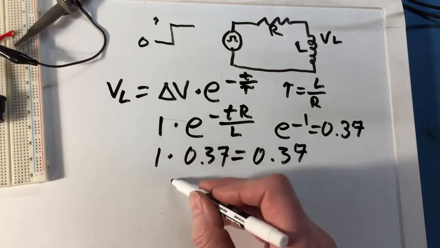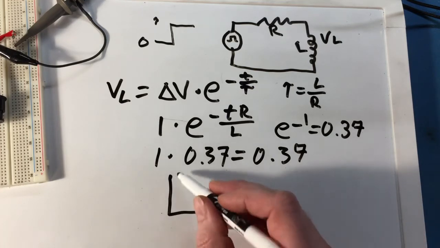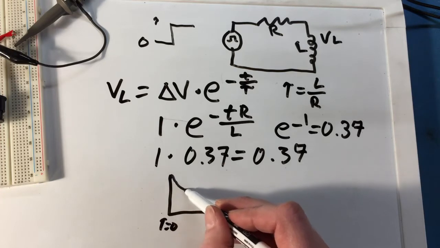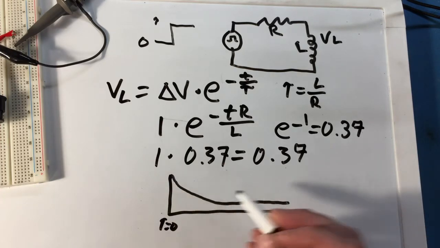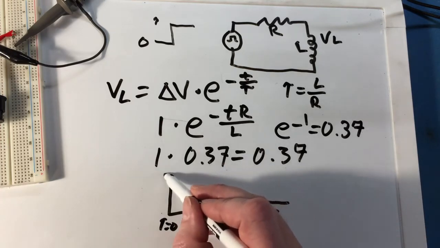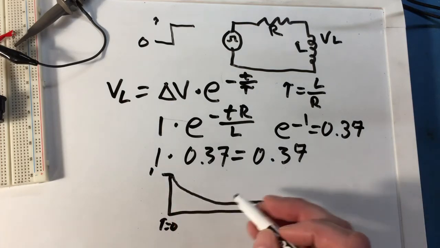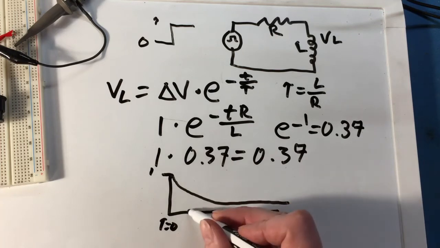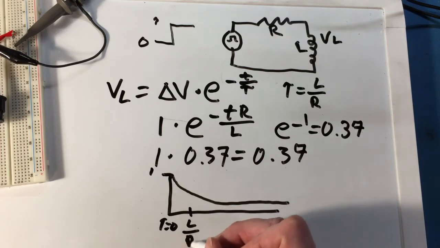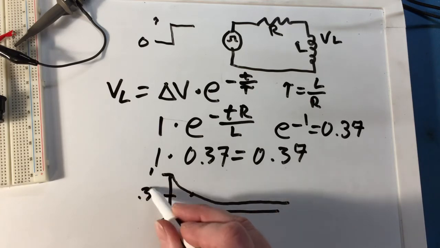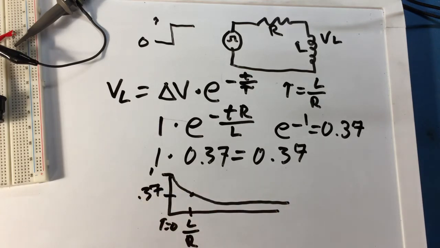So what that says is that if we draw a graph right here, if this is t0 equals 0, we have our exponential decay. That's the output of VL. And we're starting at 1 volt right there, and we're decaying down, asymptoting to 0. It says that after one time constant, in other words, that value of L over R in seconds, we're going to have decayed to 0.37 volts. And that's how we could figure out the time constant easily on the oscilloscope looking at the step function.